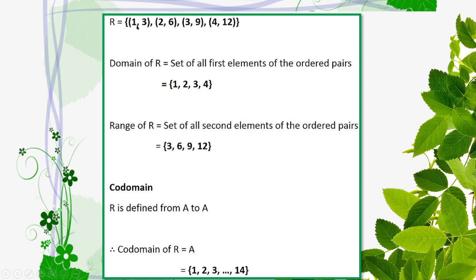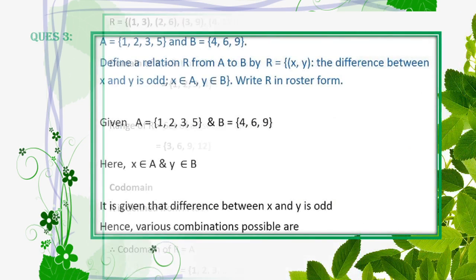Now the domain means all the first elements, we have to take 1, 2, 3, 4, and range we have to take all the second elements 3, 6, 9 and 12. Codomain is the complete second set and the relation is defined from A to A. So the second set is set A only.